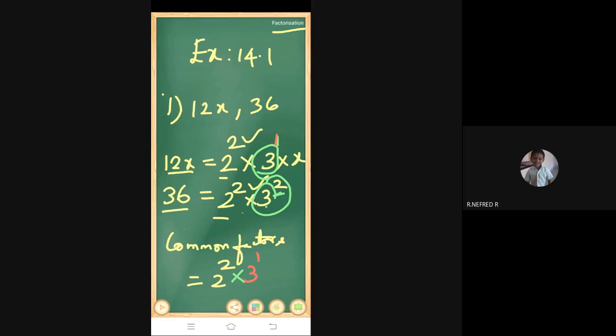And x is not common. So 2 square is nothing but 2 twos are 4. 3 power 1 means simply 3. So 4 into 3 is what? 12. So the common factor is 12. So in this manner, you have to find in the form of prime factors, and then you should find out which is the common prime factor. Okay? Is it clear?